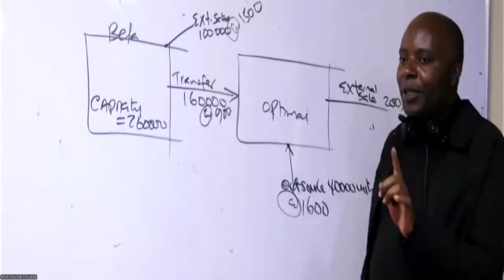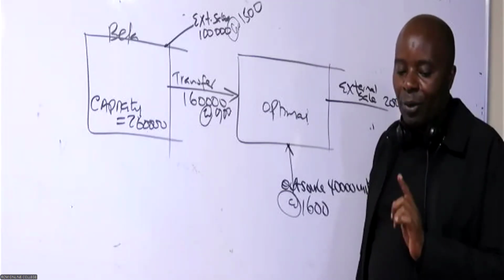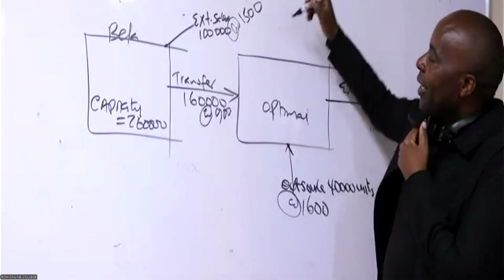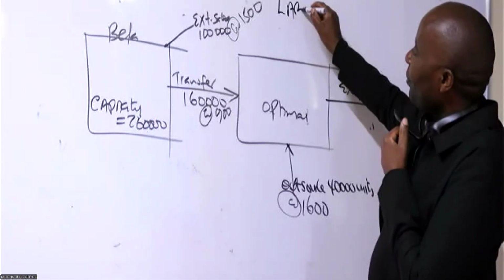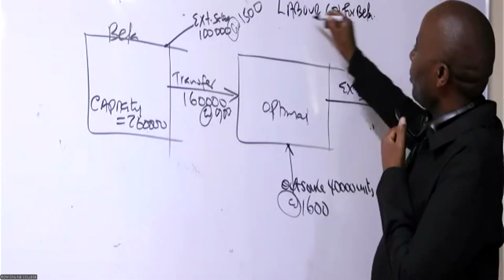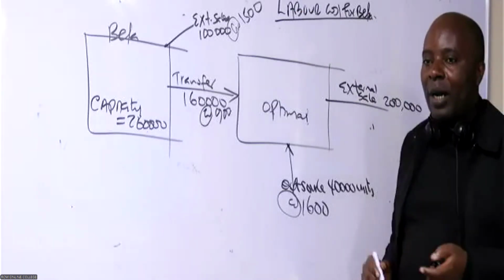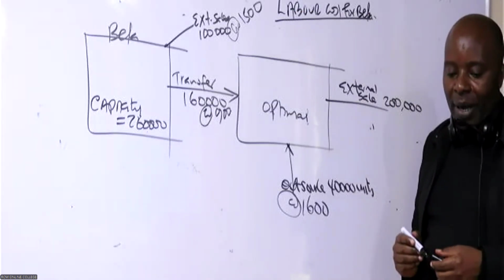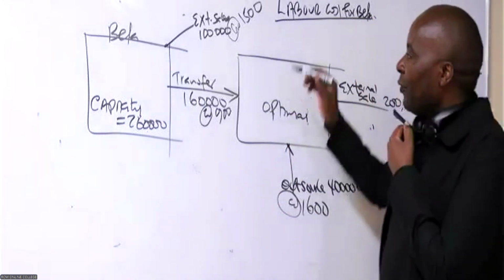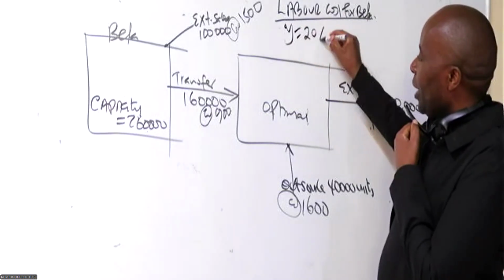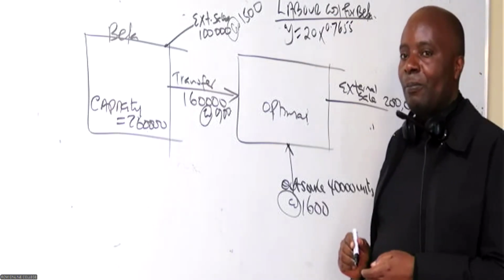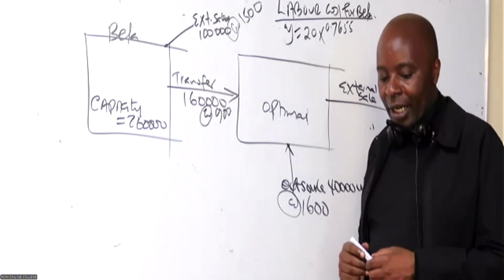So here, the most important thing that I'm sure not many students will know is how to get the labor cost. Labor cost for Beta. Fortunately, they have told us we're using a learning curve, and we know y equals 20, x raised to 0.76.